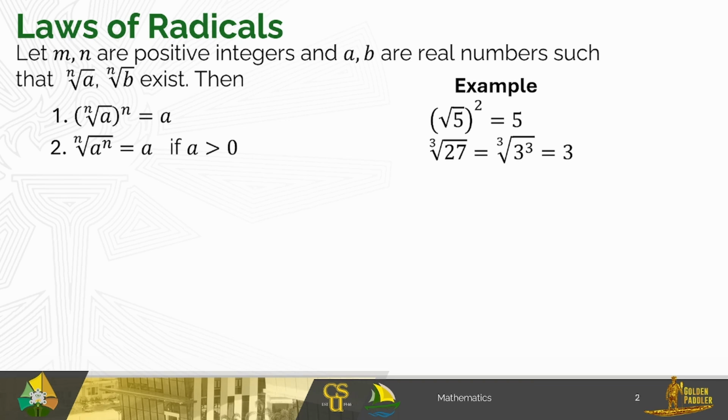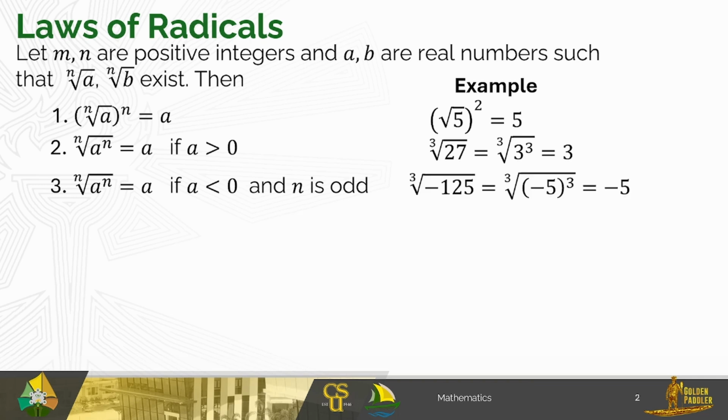Example, the cube root of 27 is equal to the cube root of 3 cubed, which is equal to 3. The nth root of a to the n is equal to a if a is negative and n is odd. For example, the cube root of negative 125 is just equal to the cube root of negative 5 cubed, which is equal to negative 5.